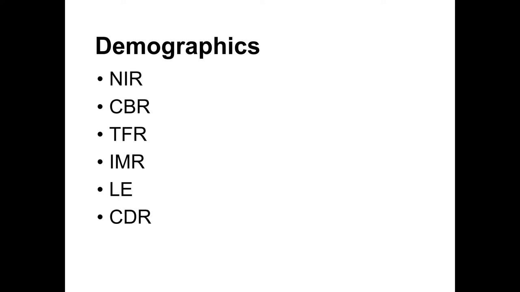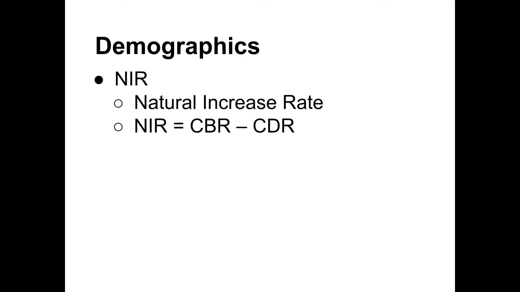There's the natural increase rate, the crude birth rate, the total fertility rate, the infant mortality rate, the life expectancy, and the crude death rate. So we've got the natural increase rate. To calculate the natural increase rate, you take the crude birth rate, which is the number of babies born per 1,000 people, and you subtract the crude death rate, which is people that die per 1,000 people. The crude birth rate minus the crude death rate gives you the natural increase rate.